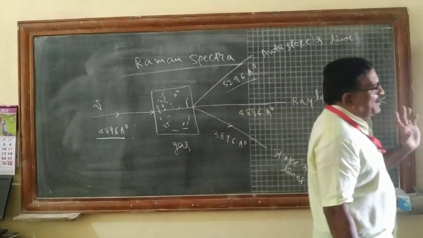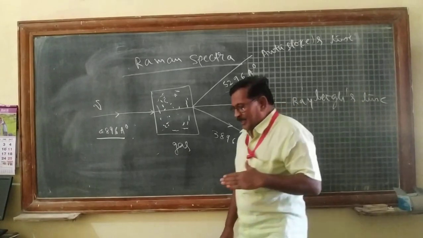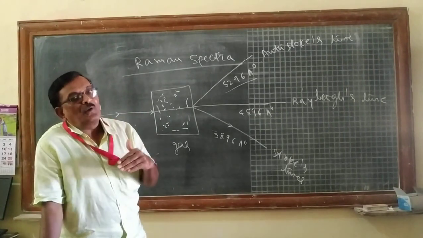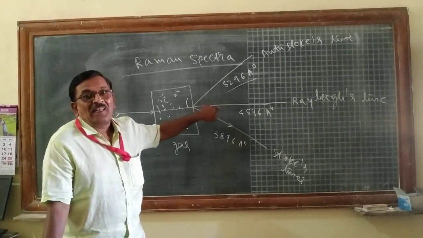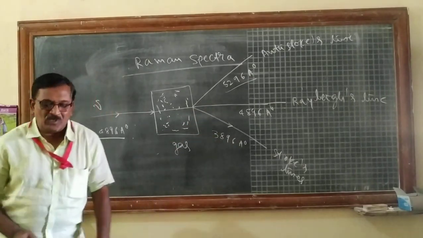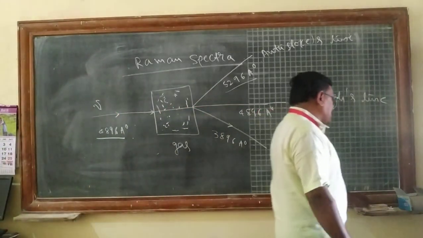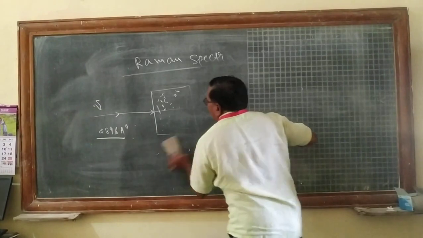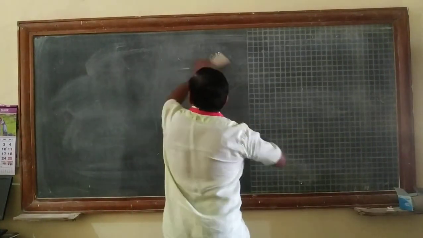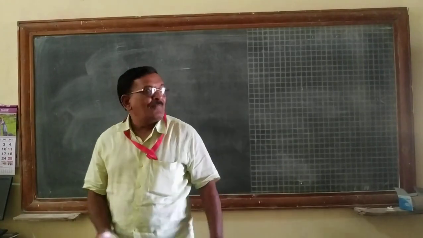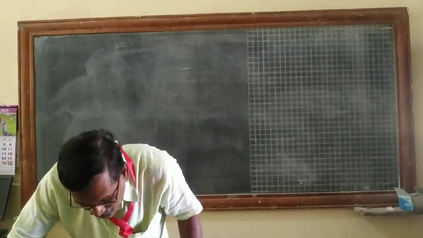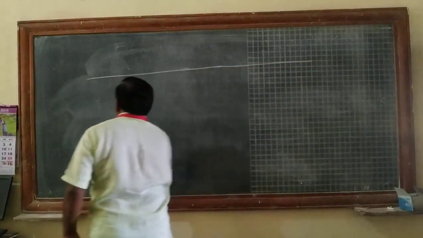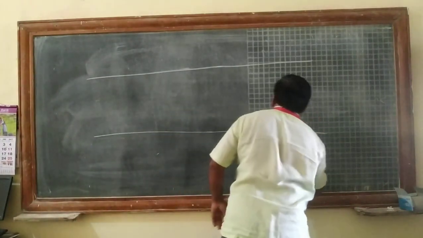Stokes lines mean lower frequency than the incident light, and Rayleigh's line has the same frequency as the incident light, 4896 angstrom. The Stokes lines and anti-Stokes lines can be represented in a diagram. Here the spectrum line will be like this, and another line will be like this.